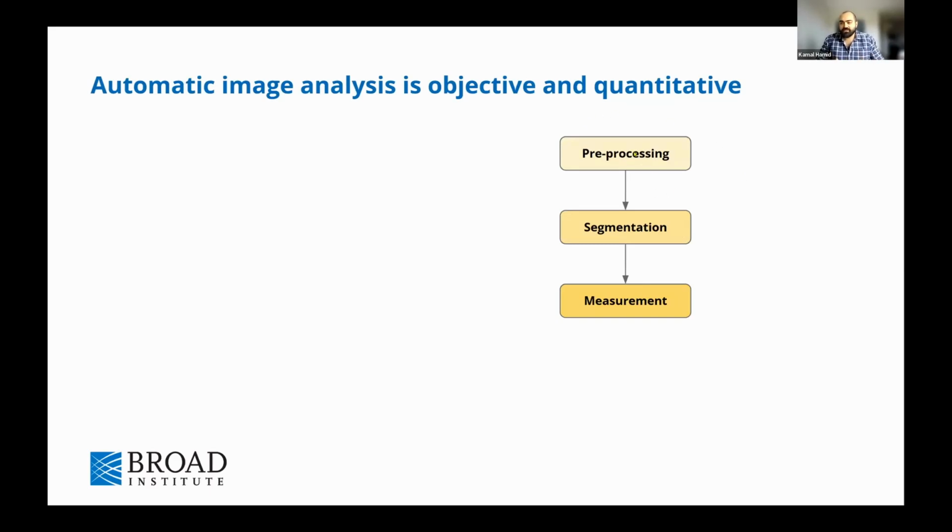We have a pre-processing segment where you prepare your data, your images from their raw format into, for example, a more suitable file extension or format, a more suitable bit depth. You might have to align images, for example.